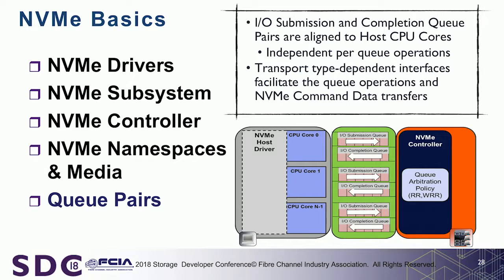Now, one of the most important architectural constructs of NVMe is the queues. And the reason they're important is NVMe is designed to have a large amount of queues, up to 64,000 queues with 64,000 entries. And this allows you to take good advantage of aggregate bandwidth with multiple devices.